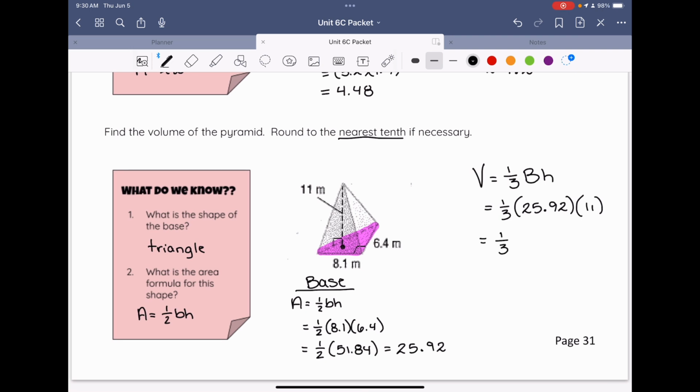1/3, multiply my two values, 285.12, and then 1/3 of that. 95.04, and we're rounding to the nearest tenth, should be my 0. My 4 is lower than a 5, so it's just going to stay 95.0 meters cubed.